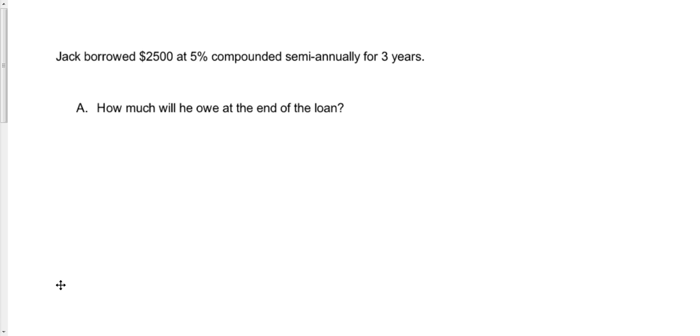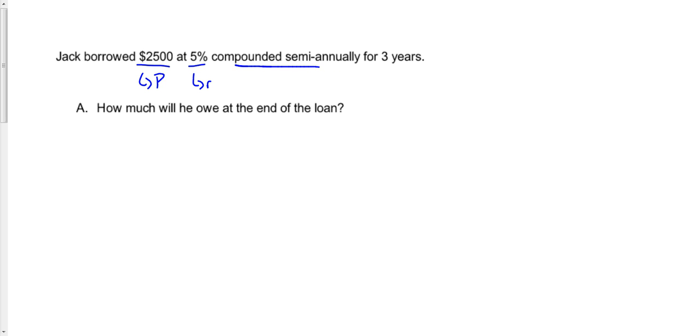So there's a couple of things in the question that we need to unpack before we can go through and answer these things. First off, we need to know that the $2,500 that he borrows represents the present value of how much he's actually borrowed. Okay, 5%, that's the rate. The rate is always given to you as 5% per year. The fact that it's compounded semi-annually means that this is going to be a compound interest question.